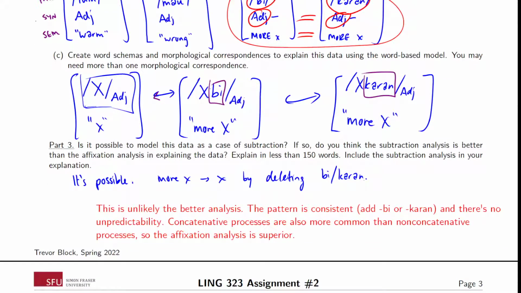So is this subtraction? Can you think of this as subtraction, or do we just have to think of it as affixation? And if subtraction works, is it better than affixation? It's possible to do this as subtraction because we can just remove bi or remove karan to go from the more form to the regular form. But is it better? Well, if we can do something with both affixation and subtraction, we should ask which is easier. And in this case, they're both about the same.